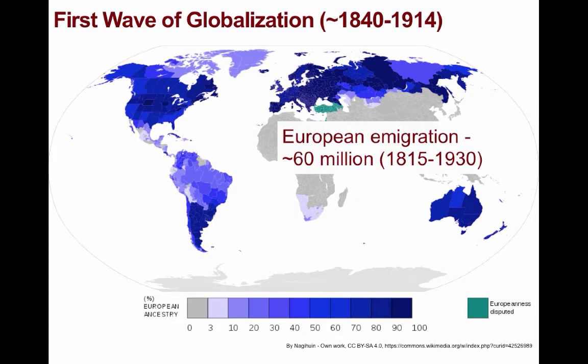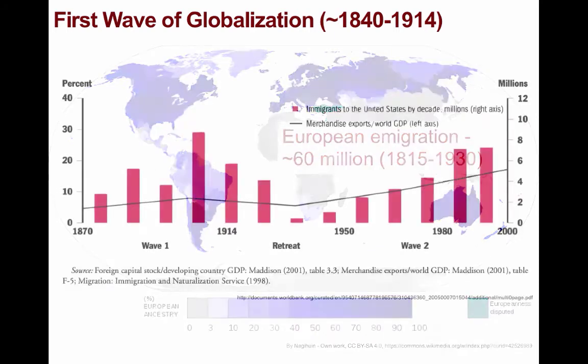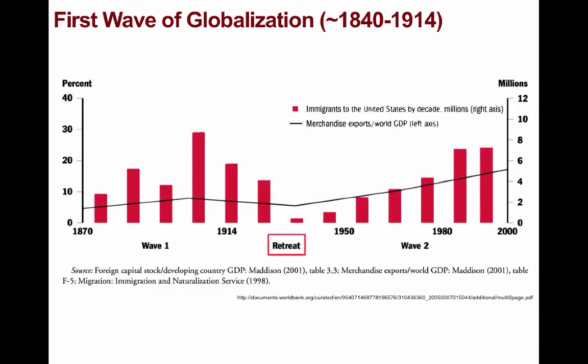60 million people migrated from Europe to places like North America and Australia to work on newly available land. The first wave of globalization retreated and came to an end after 1914, and even though transport technology continued to improve, trade policy went into full reverse.